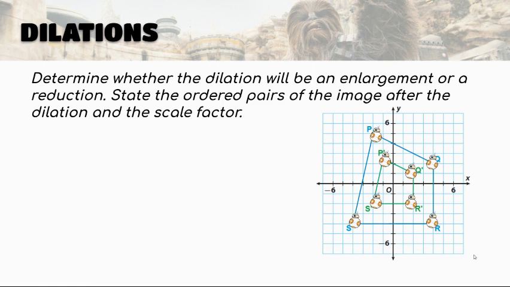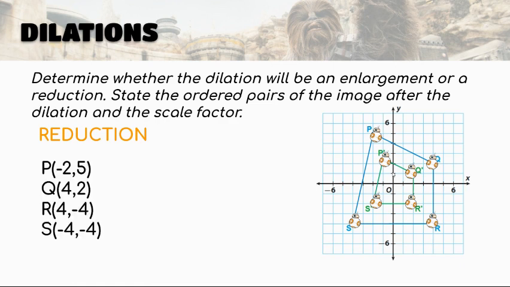I'm going to decide whether it's a reduction or an enlargement, and then we're going to generate the rule and the scale factor. Well, I can see that this is P and this is P prime. So going from P to P prime, I made the shape smaller, so it's going to be a reduction. So let's get the original points for P, Q, R, and S, and then we can convert them to P prime, Q prime, R prime, S prime.